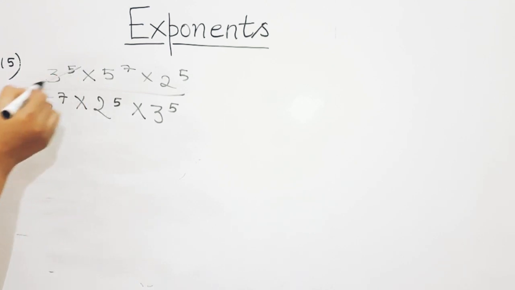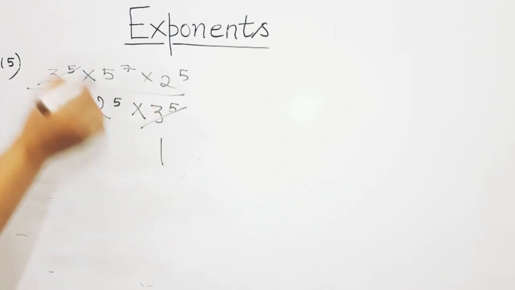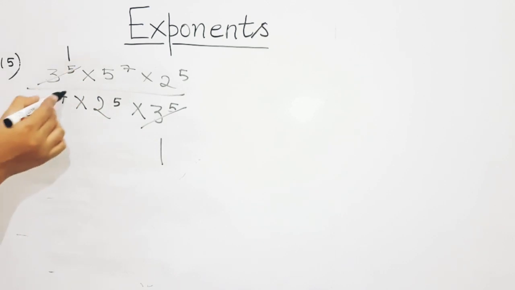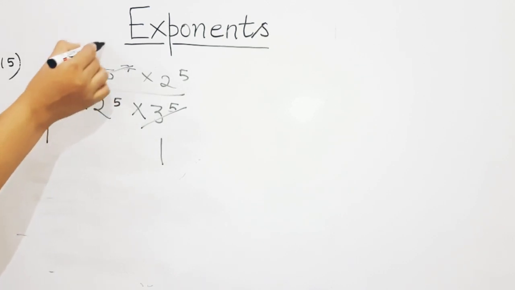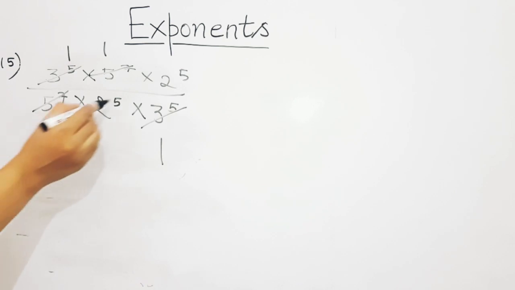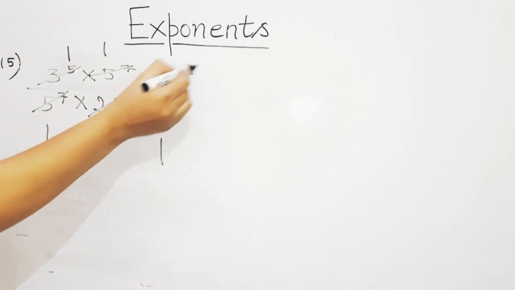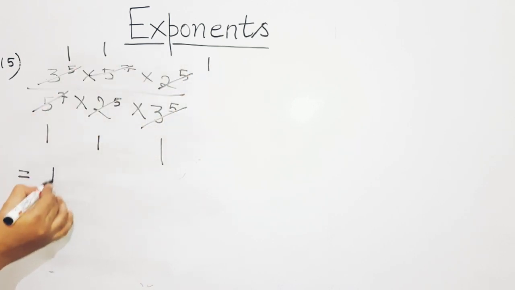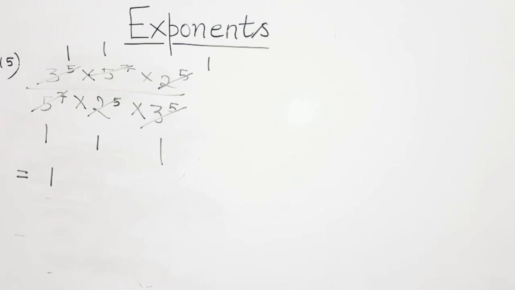3 to the power of 5 will be reduced from 3 to the power of 5. Both will cancel. 5 to the power of 7 will be reduced from 5 to the power of 7. 2 to the power of 5 will be reduced from 2 to the power of 5. So what is the answer of this simplification question? The answer is 1.